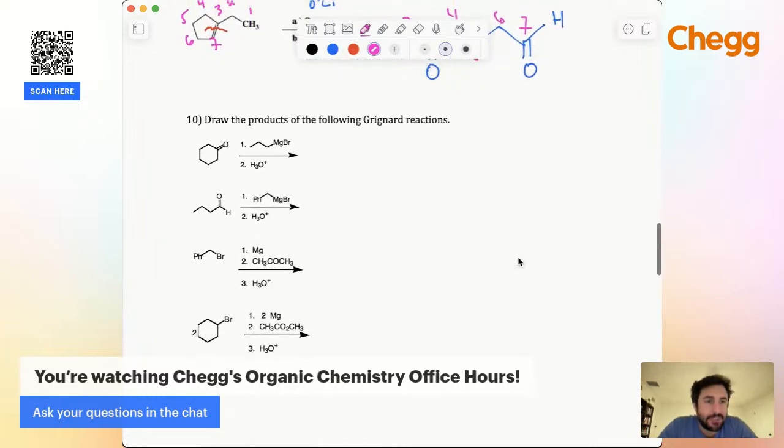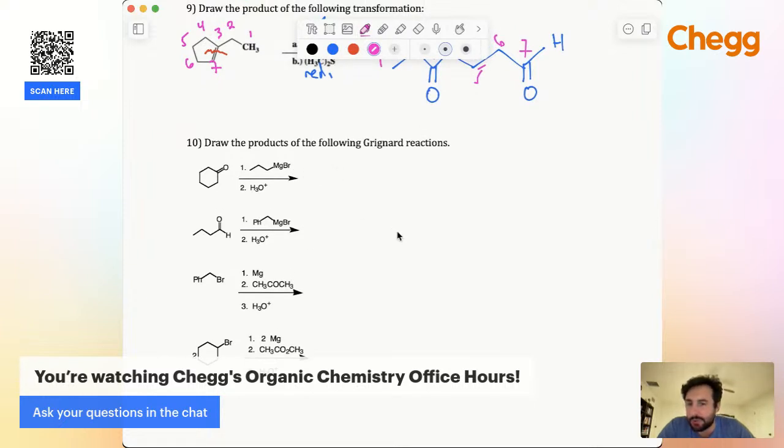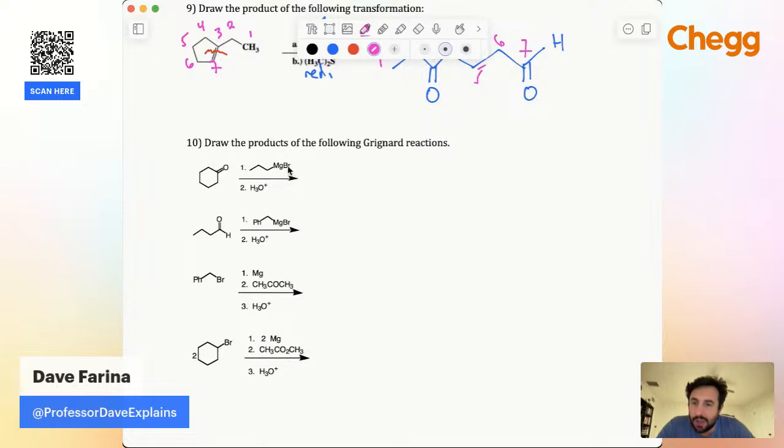Okay, so let's just wrap this up really quick. Maybe let's do 2 of them, and then we'll save the other 2 maybe for next time. So draw the products of the following Grignard reactions. These are very straightforward Grignard reactions. So what we need to understand about Grignard reagents.